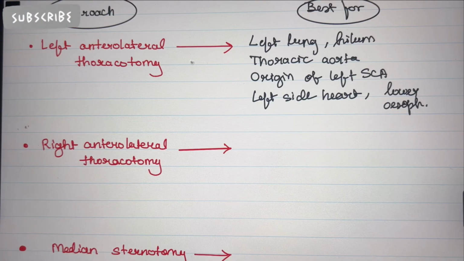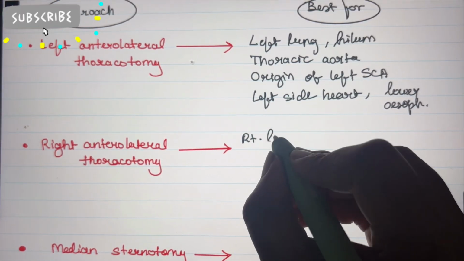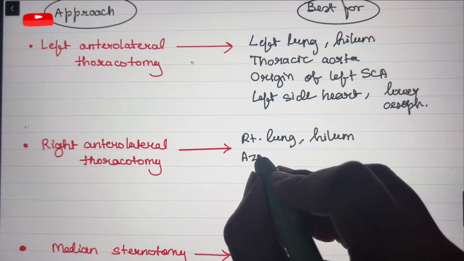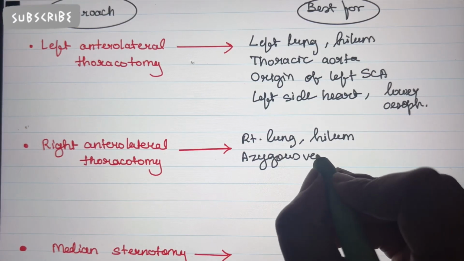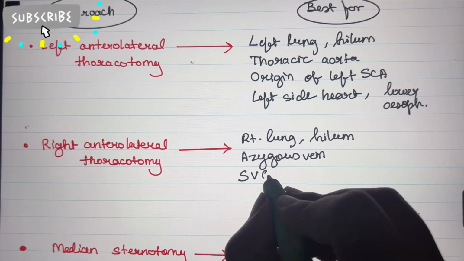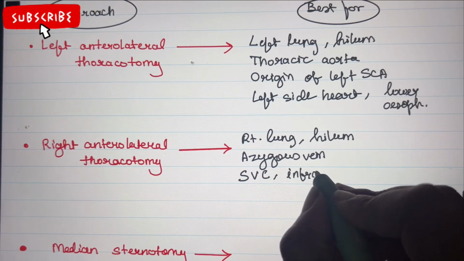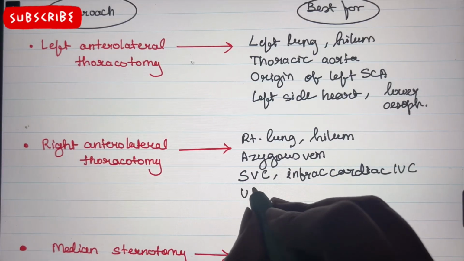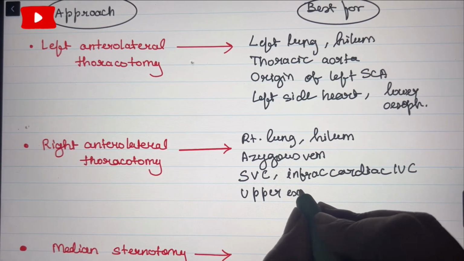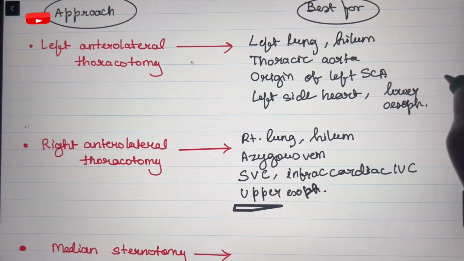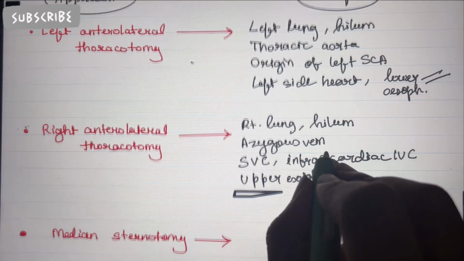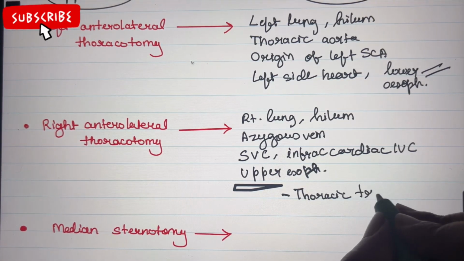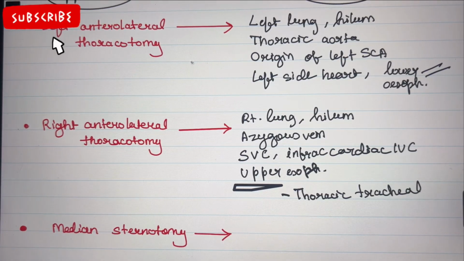then we use left anterolateral thoracotomy. And right anterolateral thoracotomy is done in right lung injury or right hilum of lung injury, injury to the azygous vein, then superior vena cava injury, infracardiac IVC injury. If there is upper esophageal injury, we use the right side approach, and in the lower esophageal injury we use the left anterolateral approach. And if there is thoracic tracheal injury, we use the right anterolateral approach.